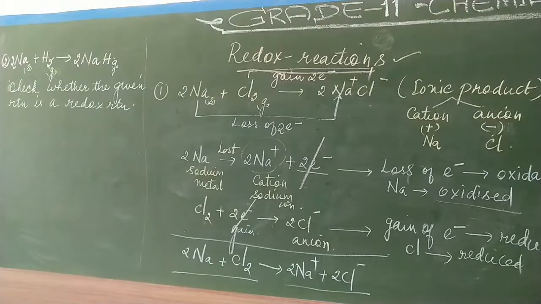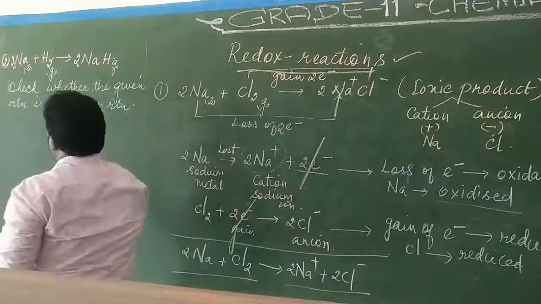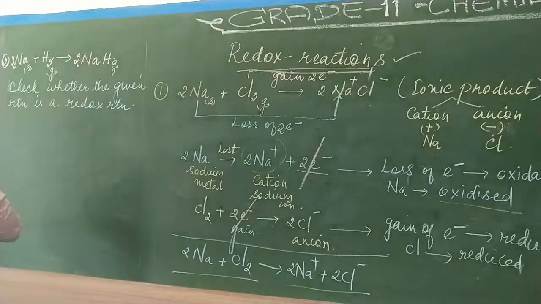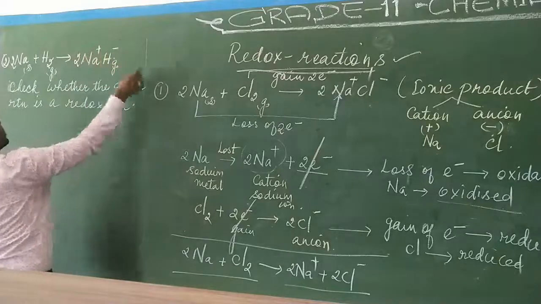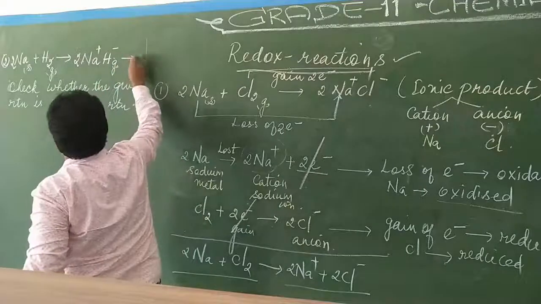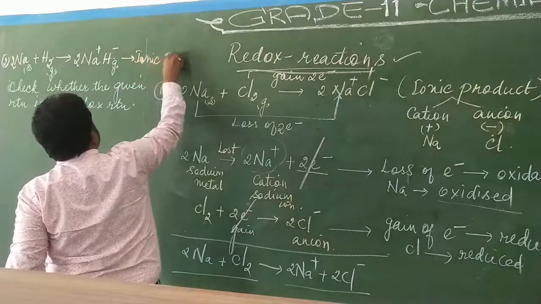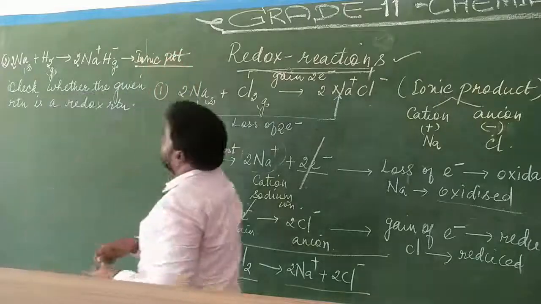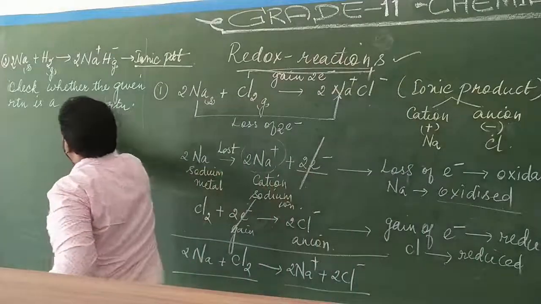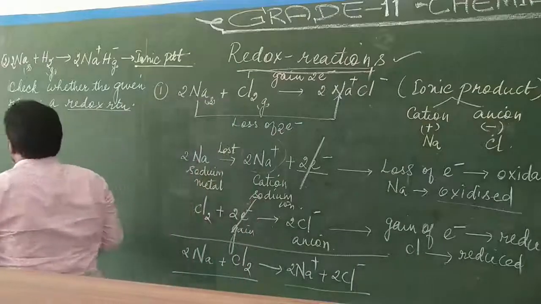So what's happening? Sodium combines with hydrogen, giving rise to the formation of sodium hydride. Check whether the given reaction is a redox reaction. By seeing the product itself, we can identify that it is a redox reaction. Why? Because the product formed is an ionic product. Whenever an ionic product is formed, we can confirm that a redox reaction has taken place.